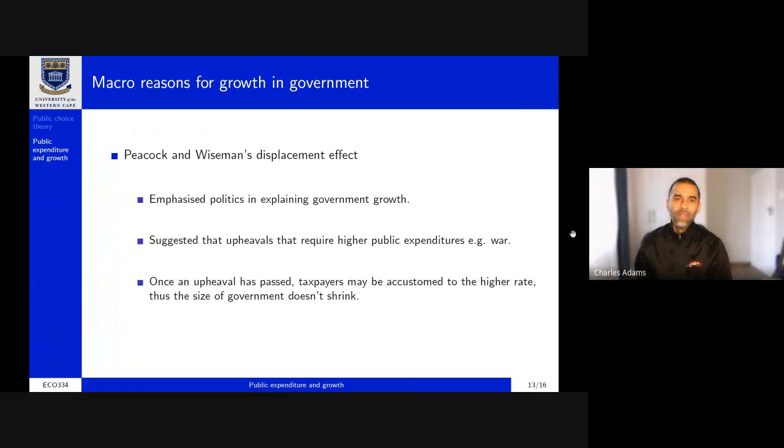Okay. Another theory was put forward by Peacock and Wiseman. This one is called the displacement effect. This theory emphasized politics as explaining government growth, and particularly it suggests that growth follows upheavals that require public expenditure. The most dramatic of these upheavals being war, right?